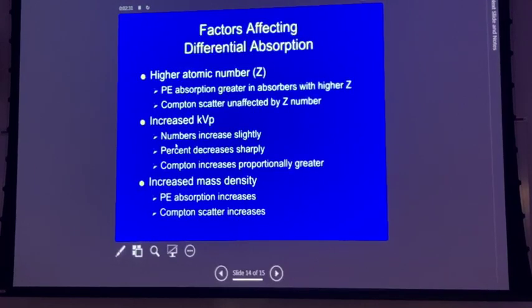So with increased mass density, again, PE absorption increases and Compton scatter is going to increase as well. You go from one type of soft tissue to another type of soft tissue, let's say, fat to muscle. It's still soft tissue, but it is an increased overall mass density. So your PE increases, but your Compton scatter increases as well.